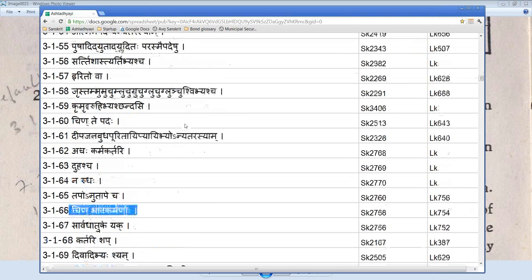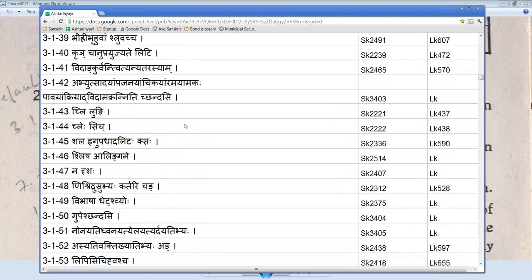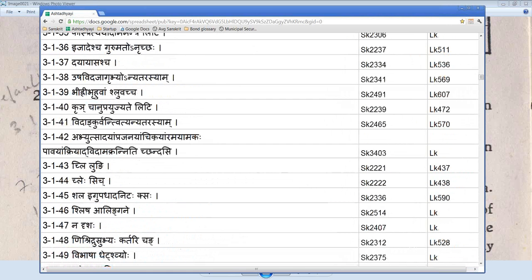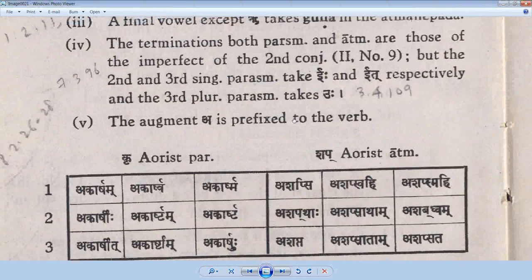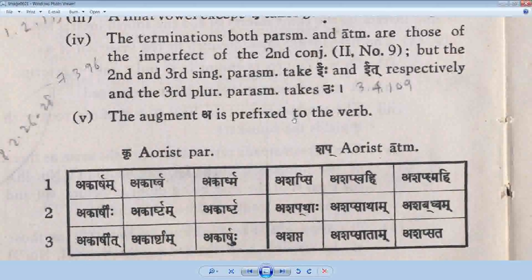Okay. So now instead of getting Kartari Shap for Sarvadhatuke, we instead get this Chili. And Chili as a default is replaced by Sich. So this point number 220 in the book really is this default Adeshaha Sich in place of Chili. So even though it's called the second form in the book, it really is the default form. And within that we did in the last class, we derived these forms, Akarsham, Akarshi and so on.